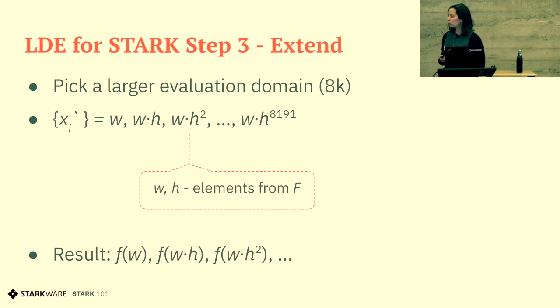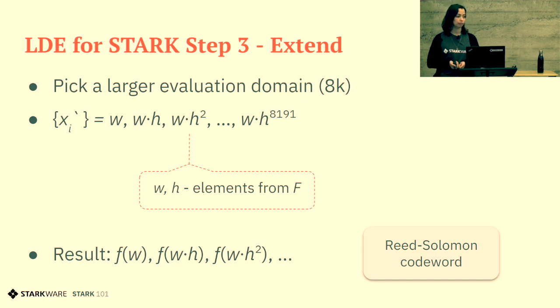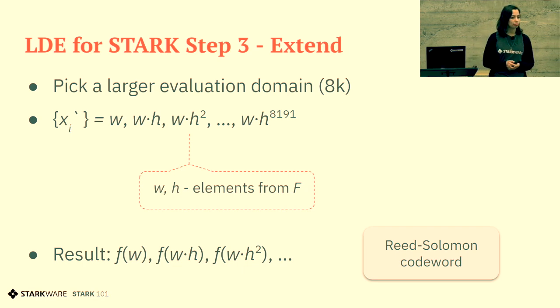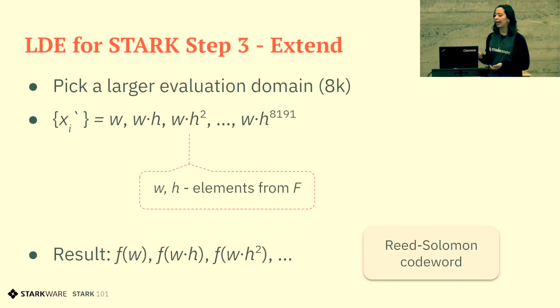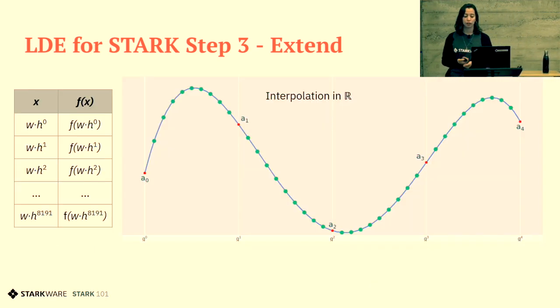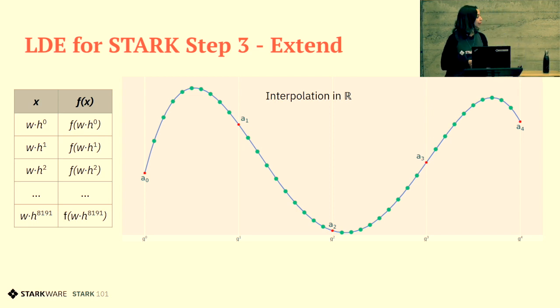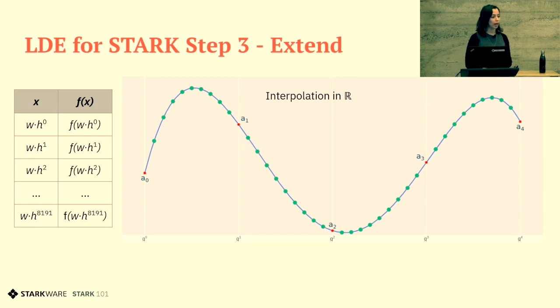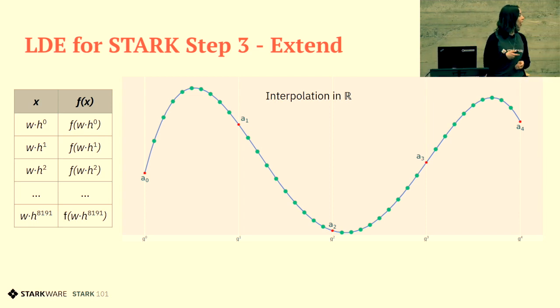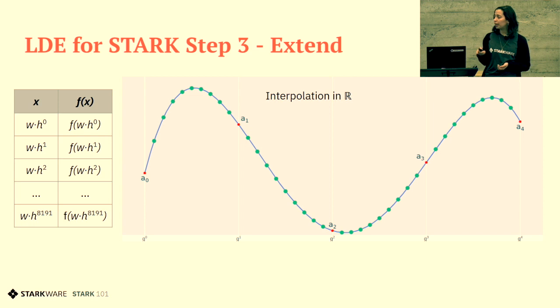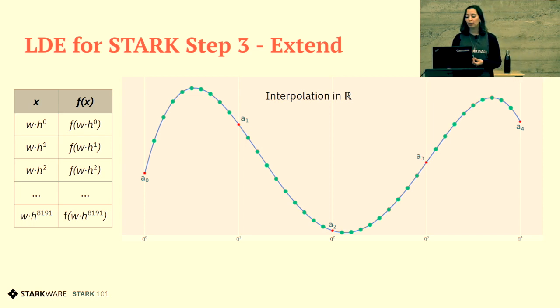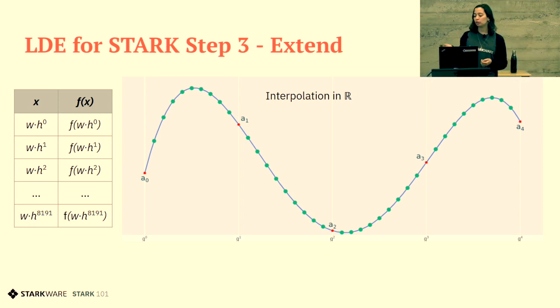Maybe some of you already noticed that this is actually Reed-Solomon encoding. If you don't know it, don't worry. But if you do, it might ring a bell. Great. So we have our large evaluation domain, and we have the evaluation of the polynomial on the domain. You can see it again here in the curve. So you have the original set of points, A0, A1, A2, the red points. You have the polynomial that we interpolate through these points. And you have the green points, which are the evaluation of the polynomial on the larger domain.